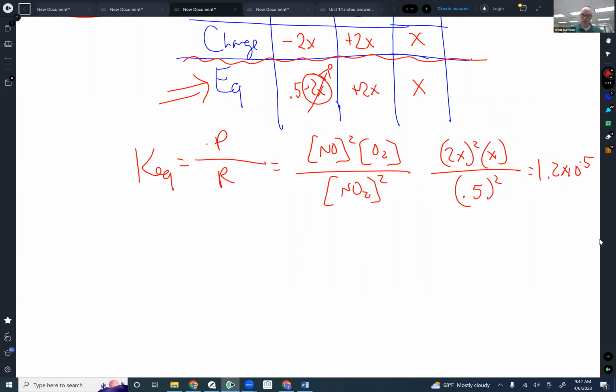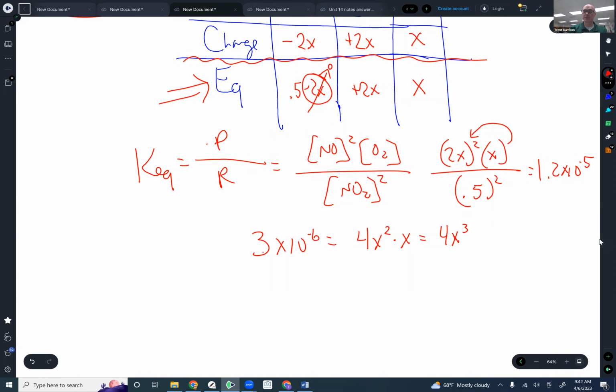So 1.2 times 10 to the negative 5 times 0.5 squared. So I've got 3 times 10 to the negative 6. 3 times 10 to the negative 6 is equal to, now we combine all these x's together. So 2x squared is 4x squared times x. That means this is 4x to the cube. Now, how do I get rid of that to solve for the x by itself? We're going to divide both sides by 4.